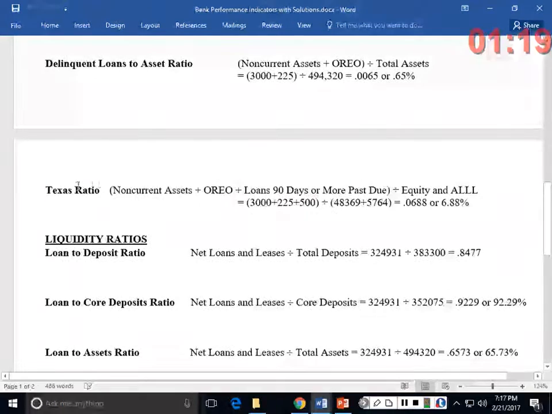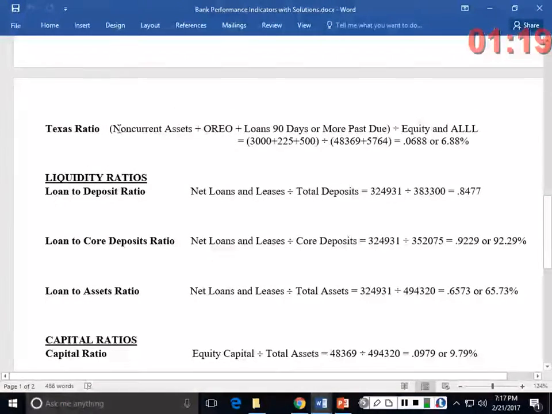Now, the Texas ratio, I said this is basically taking any loan that could go bad, non-current, OREO, loans 90 days or more past due, divided by the cushion that's set aside for potential bad loans. That's going to be your allowance for loan and lease loss and your stockholders' equity, your capital. So this one's at 6.8%. What you really want is this number to be as small as possible, because you want the numerator, these numbers, almost non-existent.